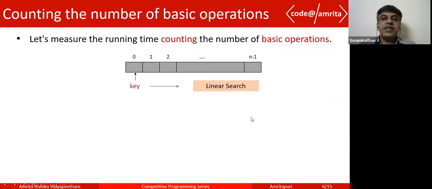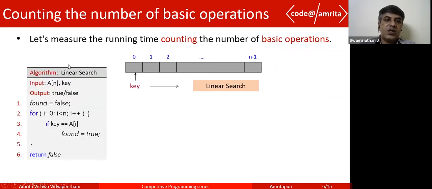So let me give you an algorithm here. The input is an array of size n and the key, and you're looking for the key in that array. Your output is either true or false. If the key was found in any position of the array, then you will return true. Otherwise, you will return false.